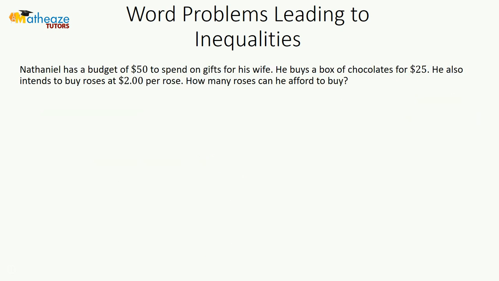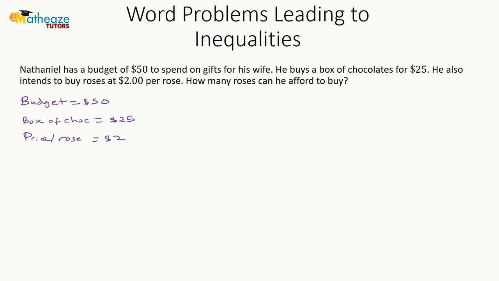Okay. Nathaniel has a budget of $50 to spend on gifts for his wife. He buys a box of chocolates. So let's look at that. The budget is $50. He buys a box of chocolates for $25. So box of chocolates is $25. He also intends to buy roses at $2 per rose. Price per rose is $2. How many roses can he afford to buy?